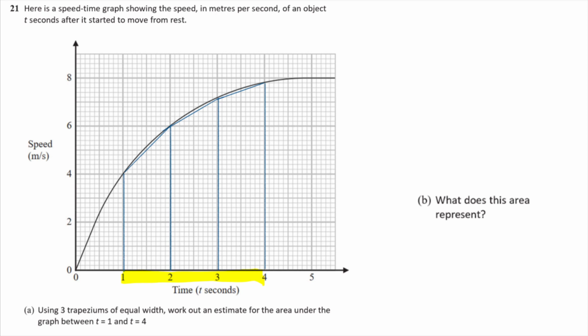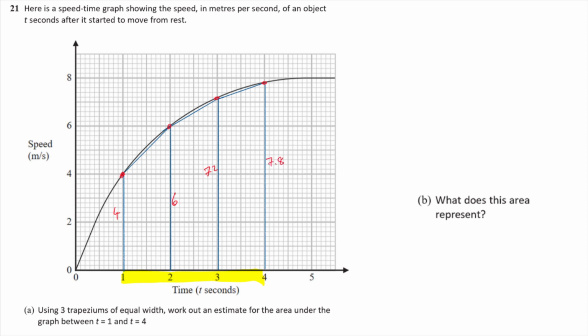Okay, so in order to work it out, we're going to have to know this height, this height, this height, and this height, so that we can work out the sides of the various trapeziums. That one's easy enough to read. That one's a 4, isn't it? So that side is a height 4. This one is a height 6. This one, what's that? 7 and a bit? 7.2? 7.2. And then this one is 7.8.